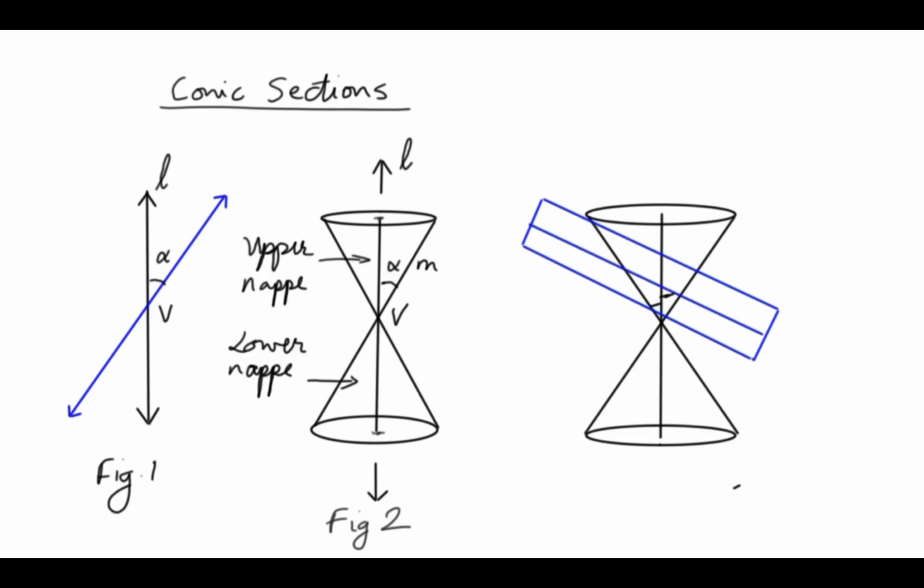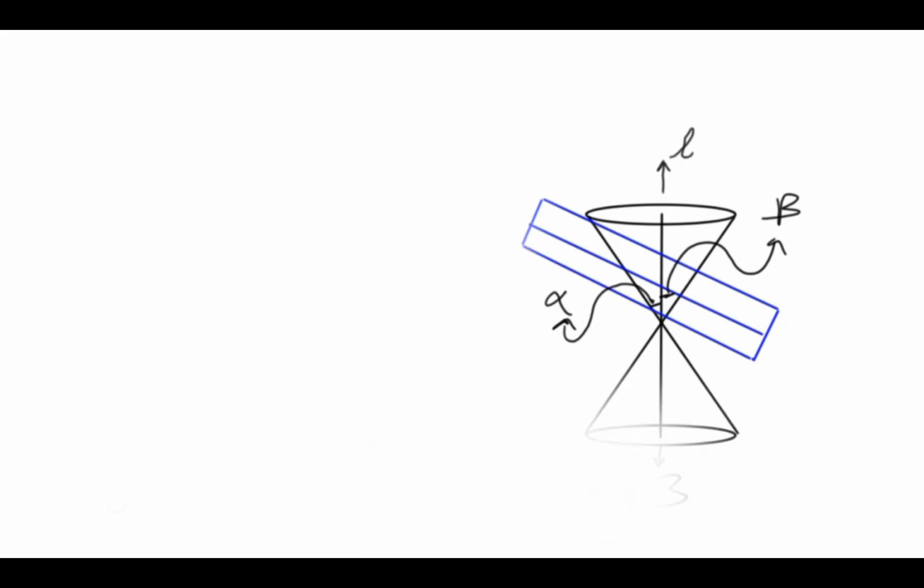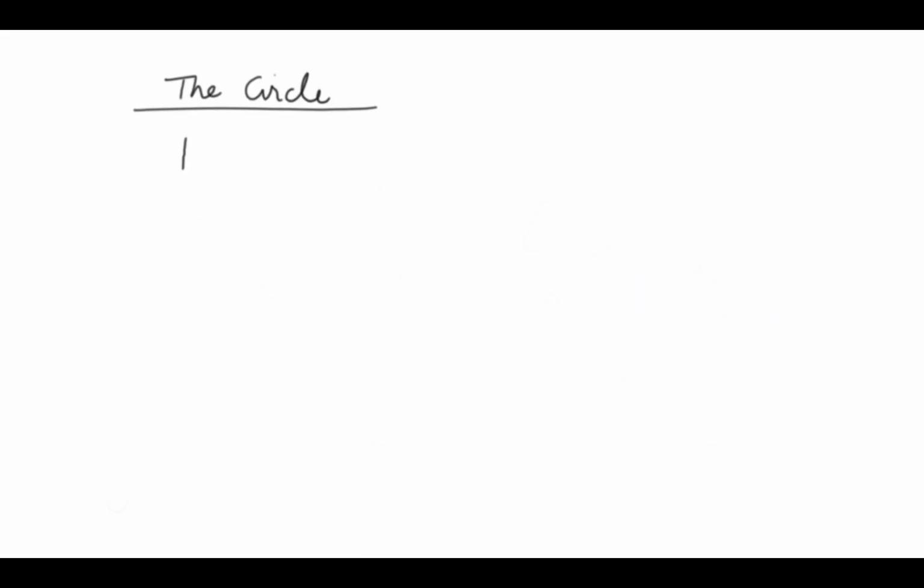Finally, if beta is smaller than alpha, the plane cuts through both the upper and lower nappes, giving us a two-part curve called a hyperbola. Let's break down the mathematical equations governing these shapes. The circle.